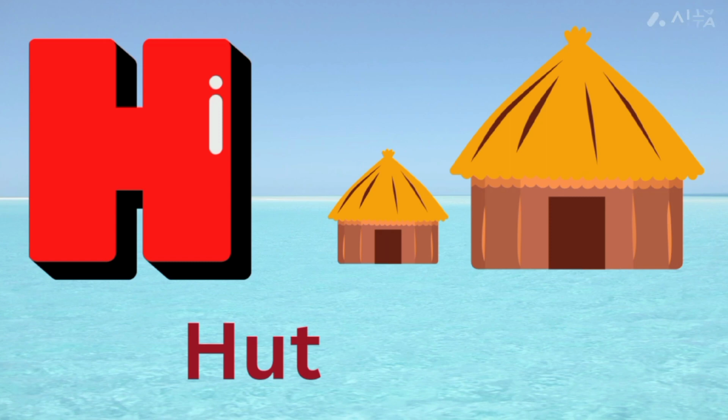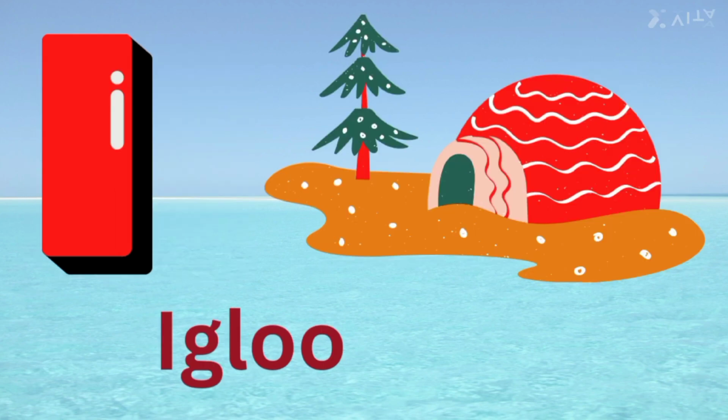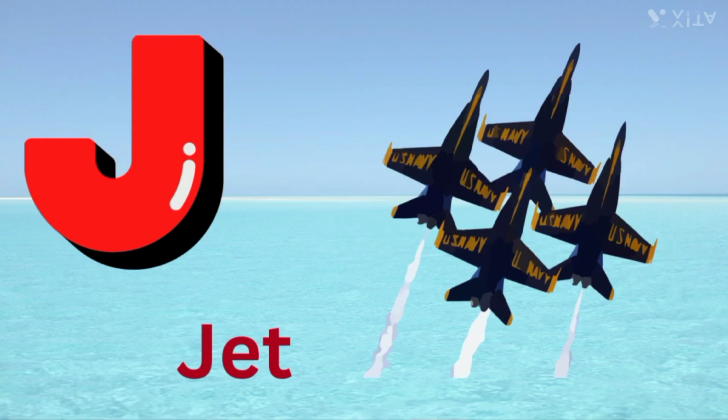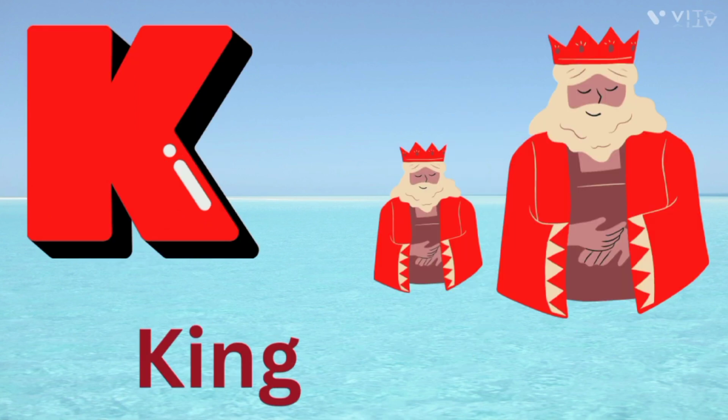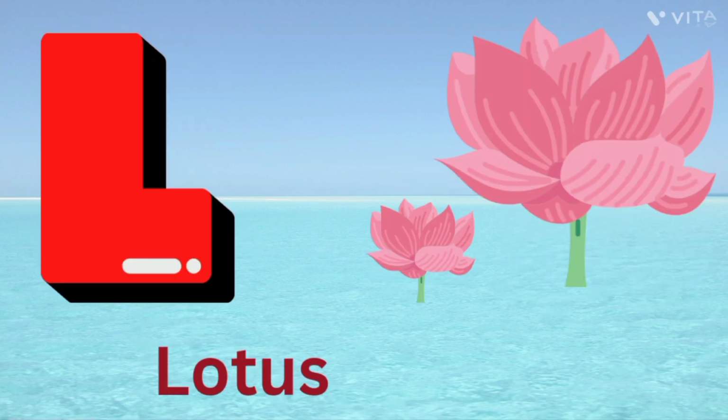H for heart. I for igloo. J for jet. K for king. L for lotus. M for mango.